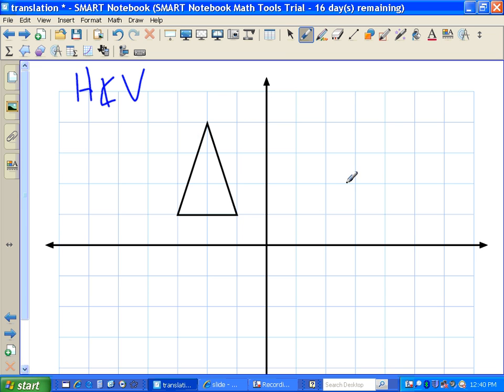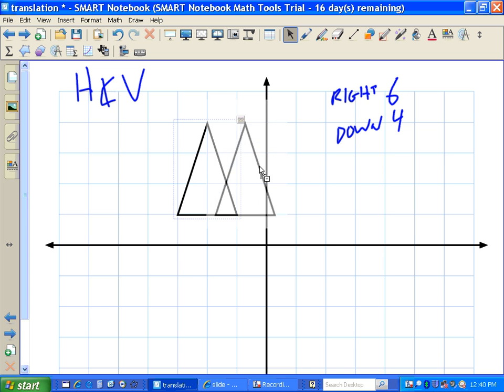We're going to move it to the right 6, and down 4. We'll try to do this in some sort of motion that's good, try to do it fast. Here we go. Which way do you want to go first? It doesn't really matter. Let's go to the right first. So right 1, 2, 3, 4, 5, 6, and then down 1, 2, 3, 4.